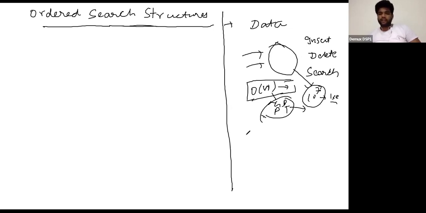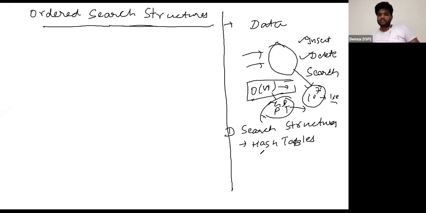And that's where we said that we need search structures which enable us to search elements in an efficient manner, and these search structures should be dynamic. So we should be able to insert and delete as well. And that's where we took a look at hash tables, and we said that hash tables are one search structure which gives us this feature to insert, delete, and search in order one time on average. So this is all that we have talked about.